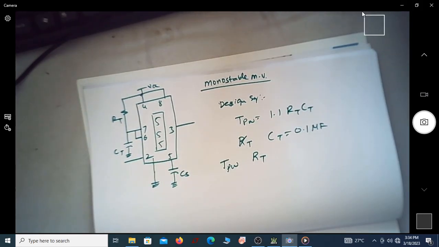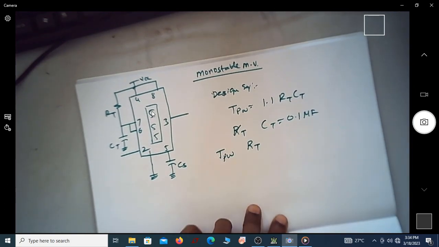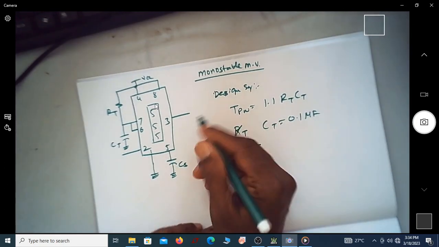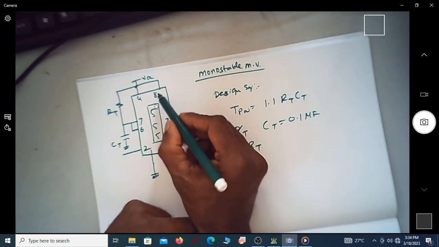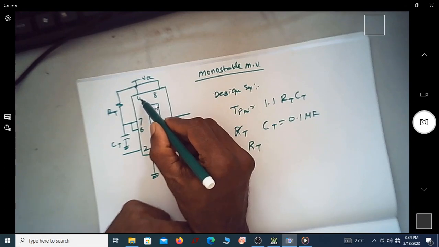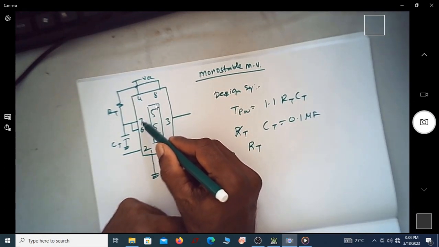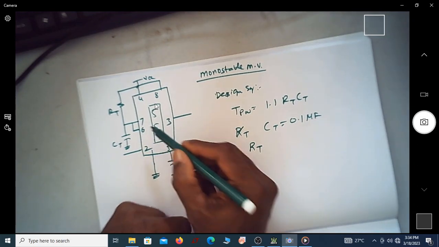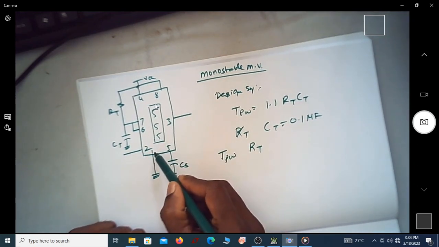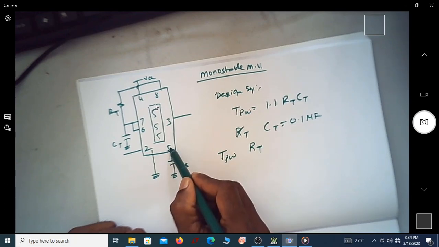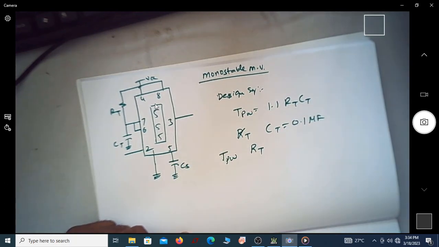Hi students. Now we'll see the working of a monostable multivibrator using the 555 timer. You can see this is the circuit diagram. Of course, now you know the function of each pin. Pin number 8 is VCC, 4 is reset, pin number 7 is discharge, pin number 6 is threshold voltage, pin number 2 is the trigger signal, 1 is ground, 5 is control voltage, and of course 3 is the output.